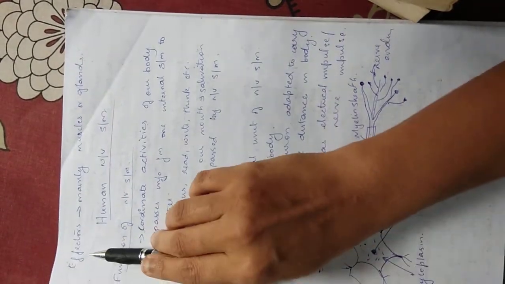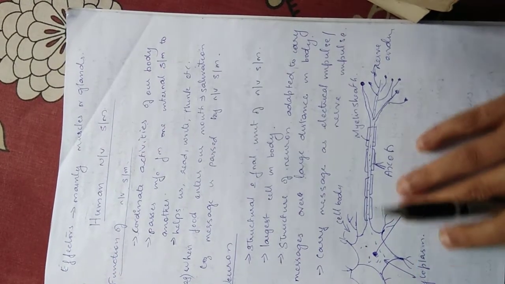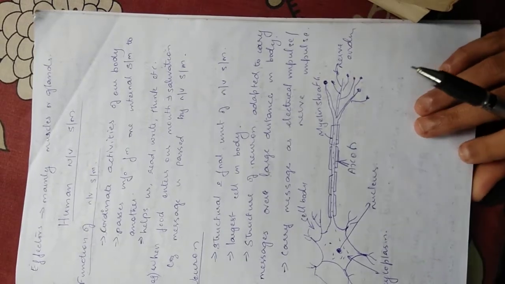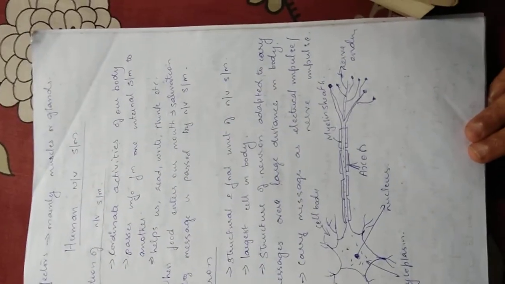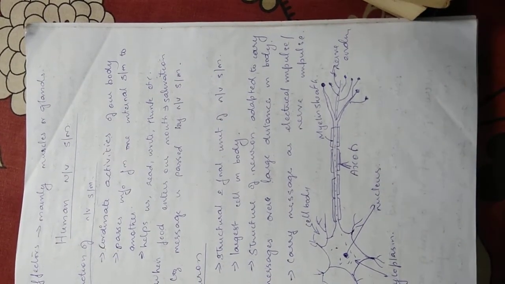I have already told you the effectors can be muscles or glands. There are different effectors in our body. We are not going to study that in detail in this particular chapter. In higher classes, you will be studying all these things in detail. Now coming to the human nervous system. What is the function of the nervous system?